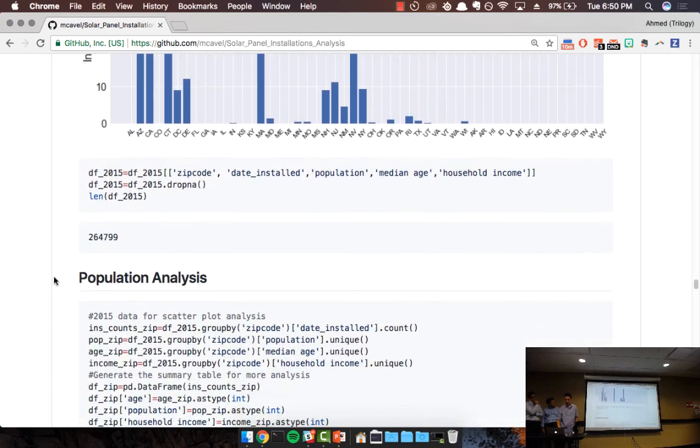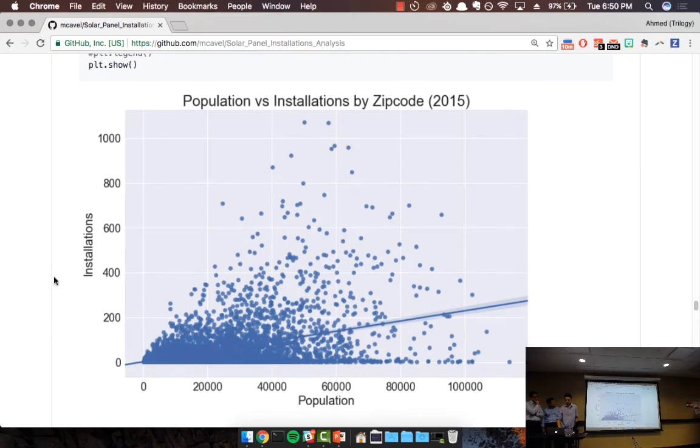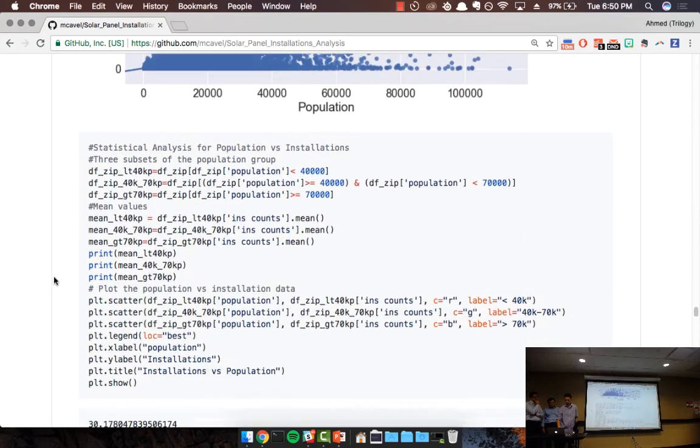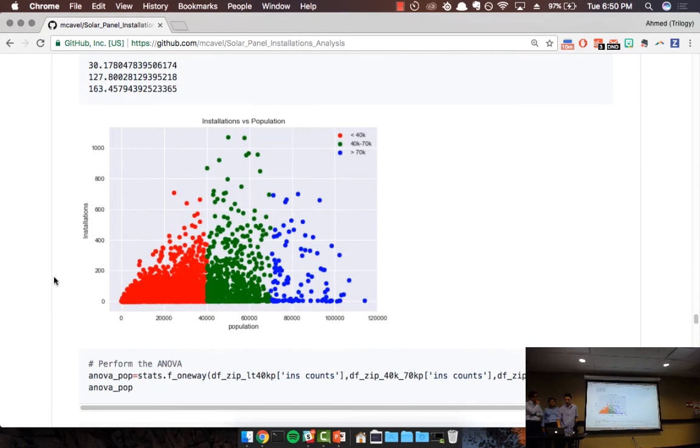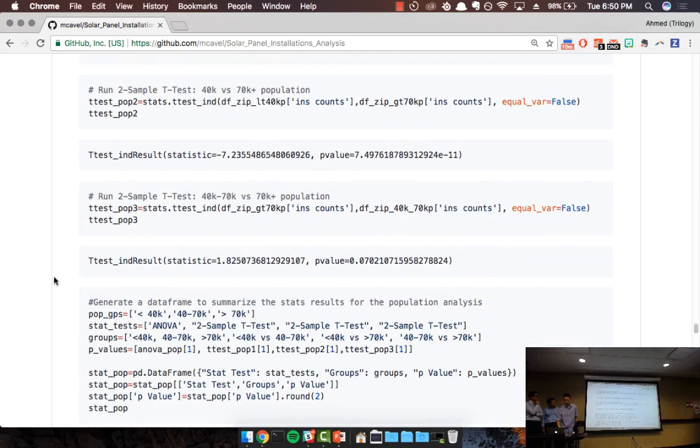Then our normalized data, population analysis with our charts and regression. And then we have the statistical analysis, the ANOVA, and the t-tests that we did.